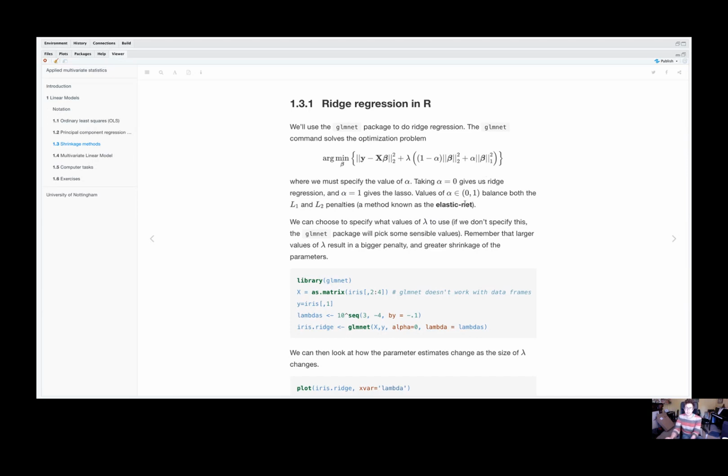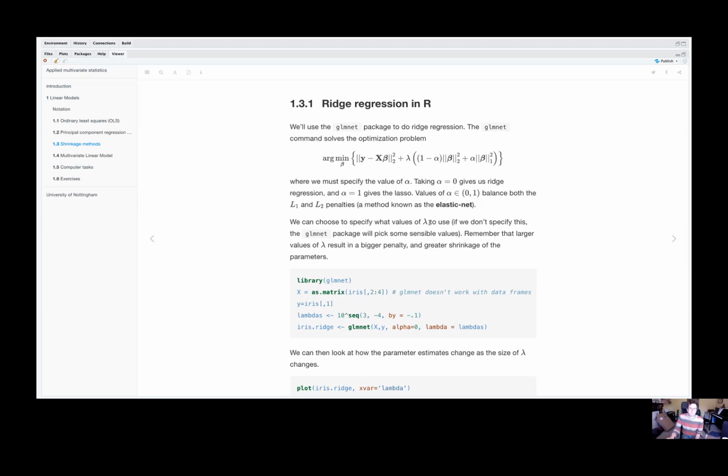And values intermediate, so alpha between 0 and 1, balance these L1 and L2 penalties. And this gives us a method that's known as the elastic net. Now, that's not so important here. We're just going to take alpha equal to 0 to look at ridge regression. But if you want to in the course, you can look at other methods as well.